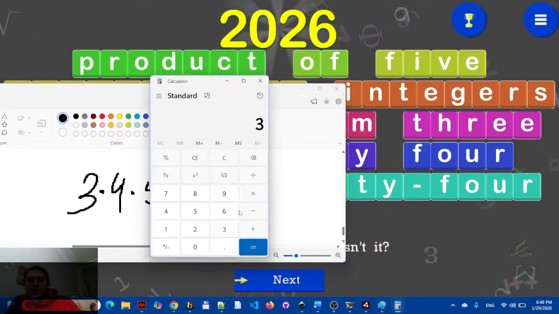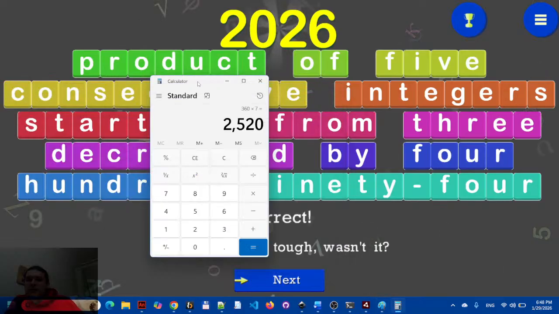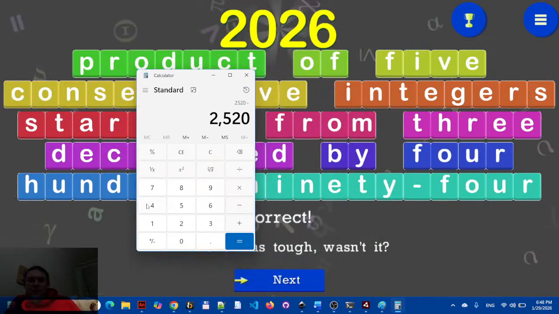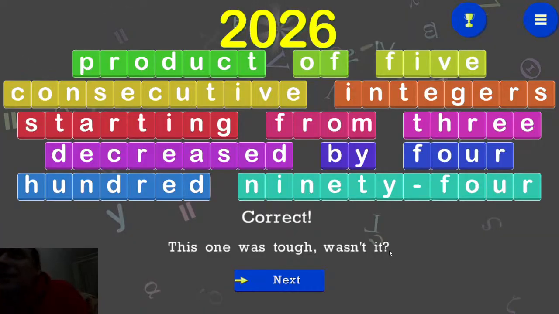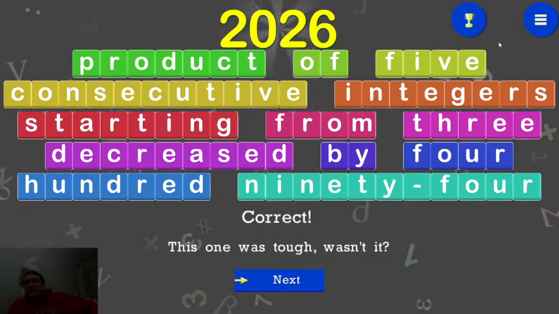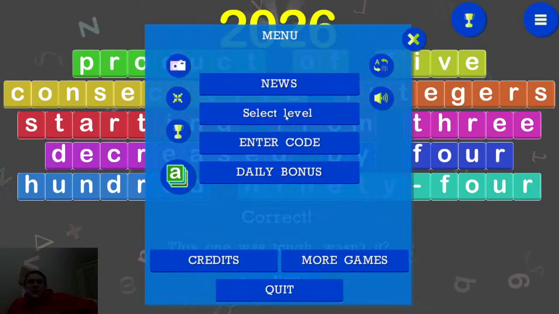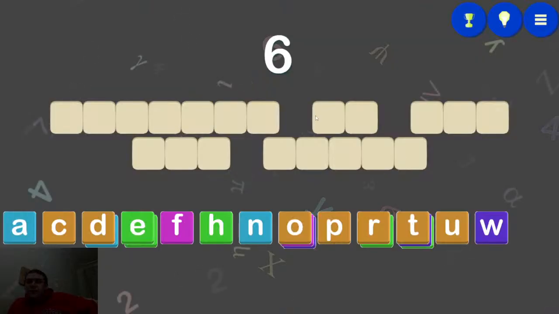Let's check. 3 times 4 times 5 times 6 times 7 is 2520. And decreased by 494, we get 2026. Yeah, this one was tough, wasn't it? Yes, it was. All right. So it was real fun to play with you. Feel free to check other puzzles. In fact, not all the puzzles about 2026 are difficult because they were meant to be. It's like an additional activity, but the game provides a great way to relax.